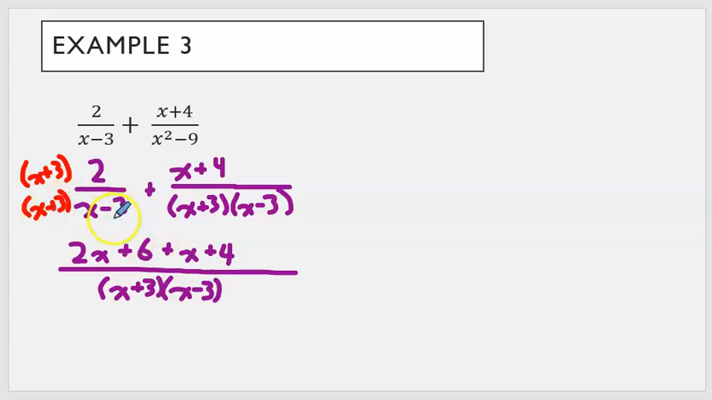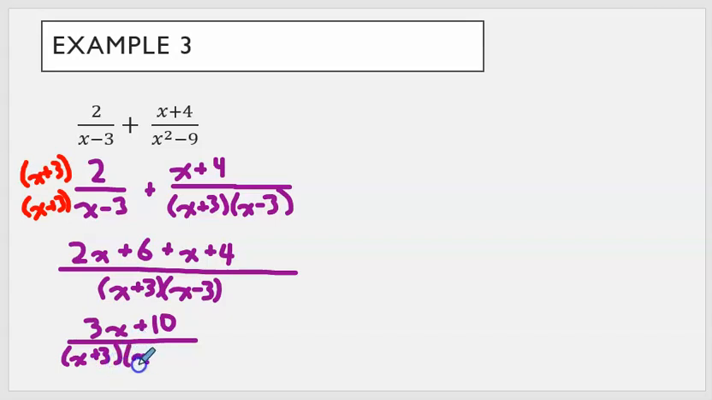So I got my common denominator. I did any of the multiplying that I could. Now let's see if there are any like terms I can combine in the numerator. So I have 2x plus x, and I have 6 plus 4. I'm still not changing anything on the bottom of the fraction. I want to leave that as is.